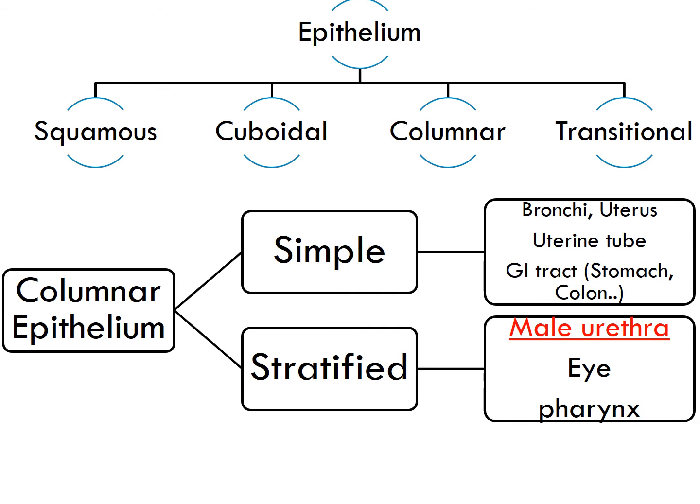The third one is columnar epithelium. It is again of two types: simple and stratified. Simple columnar epithelium is found in the bronchi, uterus, uterine tube, and GI tract, especially the stomach, colon, and the rectum. And the stratified columnar epithelium is found in the male urethra, eye, and the pharynx. The most important question is that stratified columnar epithelium is found in the male urethra.